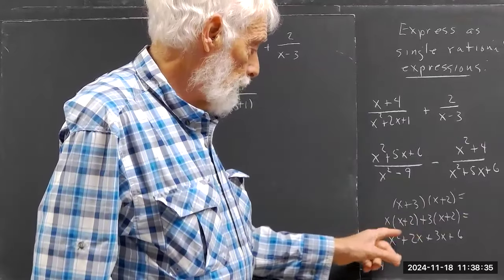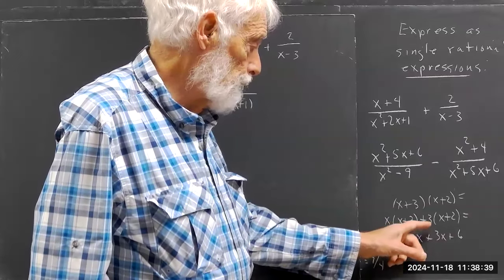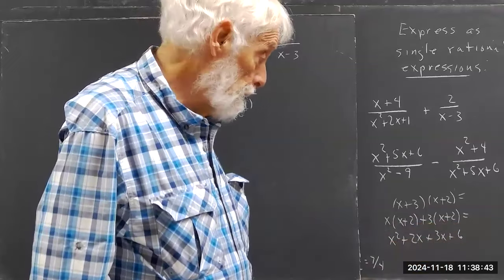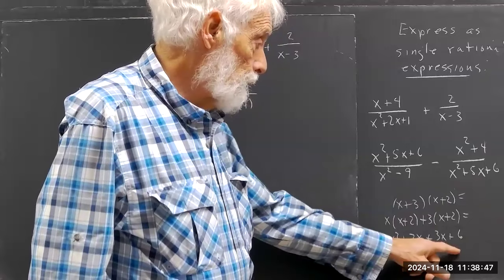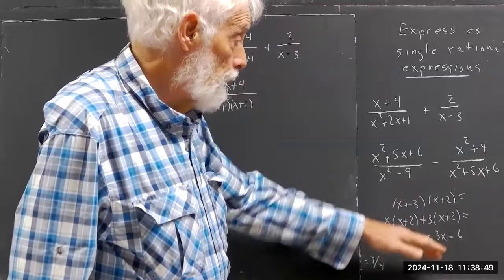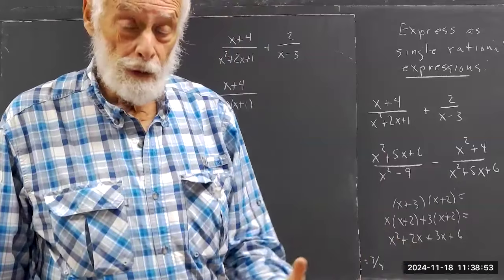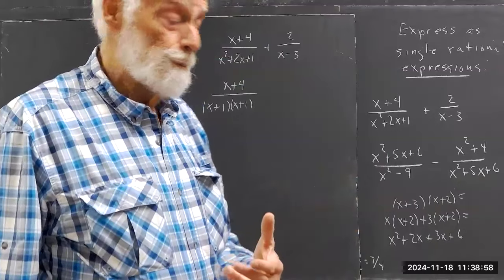And then when we multiply these out, x times x gives us x squared, x times 2 gives us 2x, 3 times x gives us 3x, 3 times 2 gives us 6, and 2x and 3x add up to 5x. And of course, we have our 6. So we check out our factoring by using the distributive law without taking any shortcuts, okay?